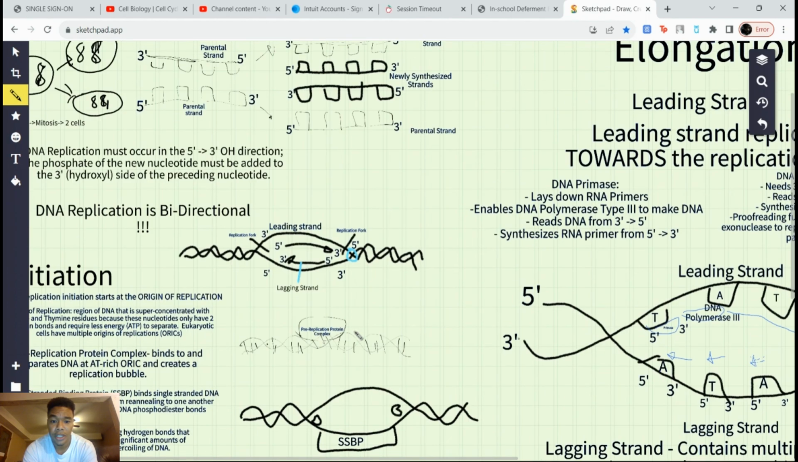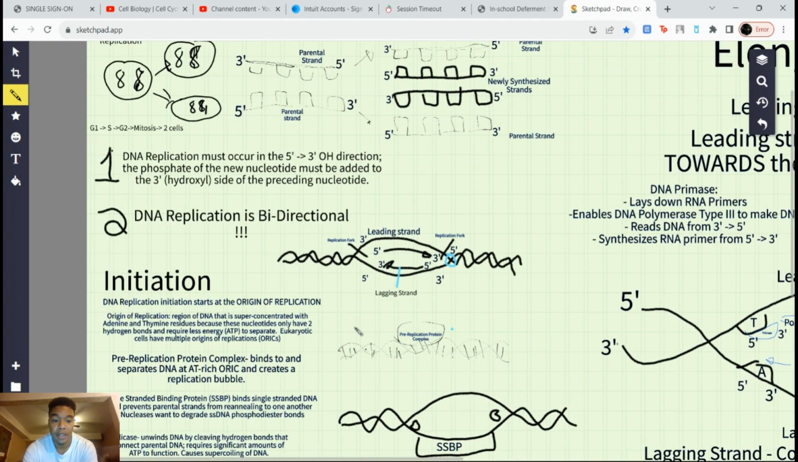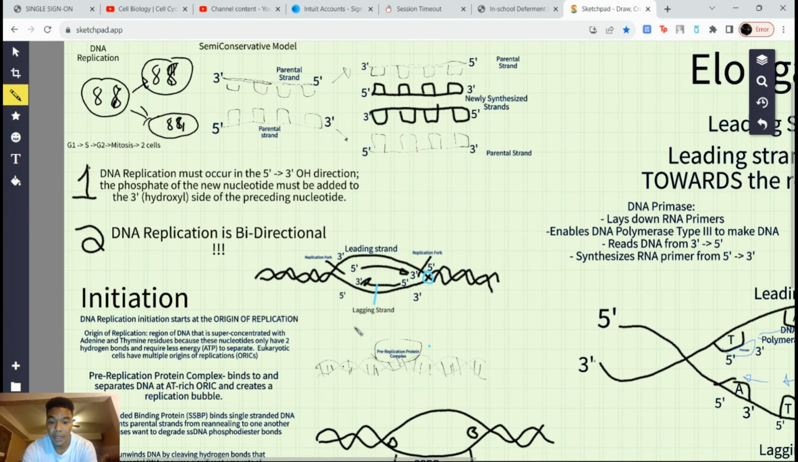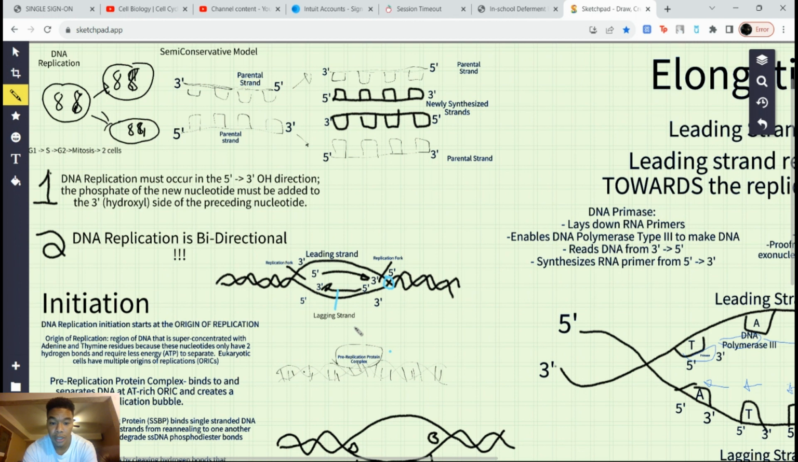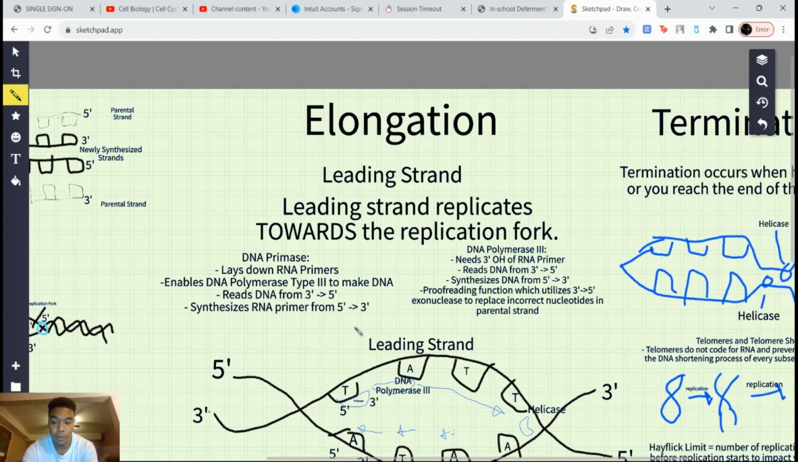So that's initiation. After the replicative protein complex binds, the helicase, or the single-stranded binding protein, holds it there. Helicase pushes forward and replication has begun. So what is the replication process?